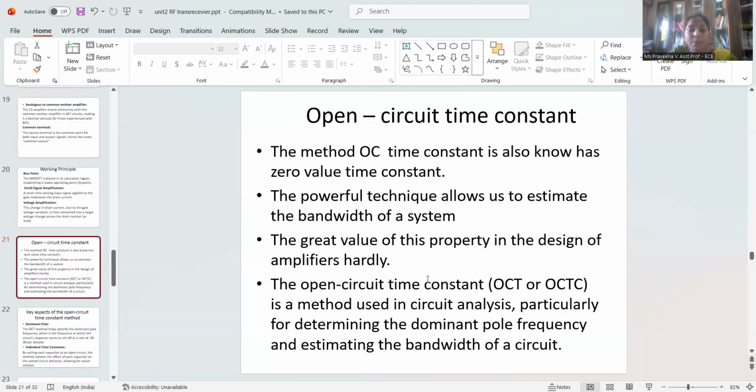The basic principle is that if you consider one capacitor at a time, we have to open circuit all the other capacitors. So it will be very easy to calculate the resistance seen by that capacitor. And from the capacitor value, we can find out the time constant, that is tau equal to RC. Tau is the time constant, R is the resistor value, and C is the capacitor value.